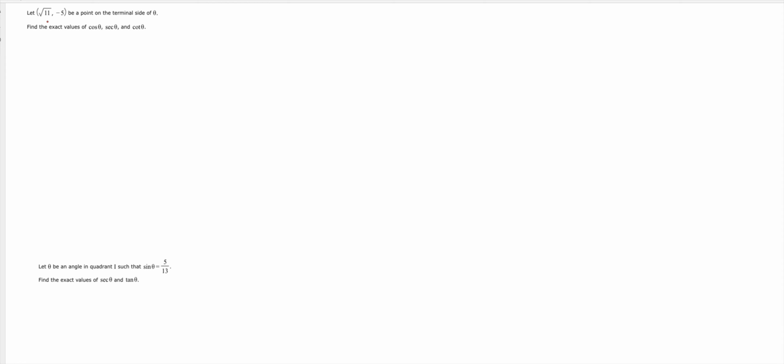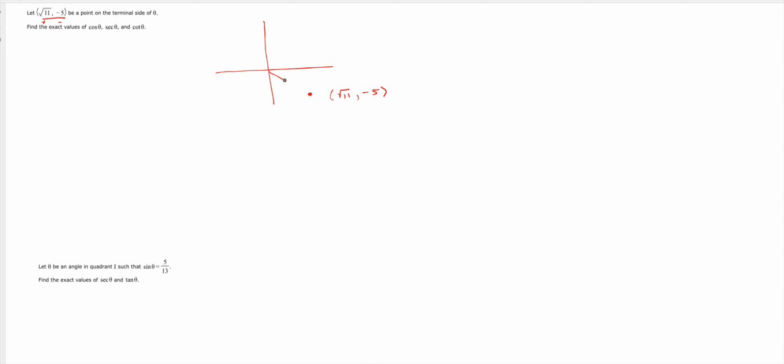What we're given at this part is a point on the terminal side of theta. Let's think about what this means. I'm going to draw my angle just like we did before. The square root of 11 is positive and negative 5 is negative. To plot a point that has a positive x coordinate and a negative y coordinate, that would place that point in quadrant 4. Again, we went to the right and down.